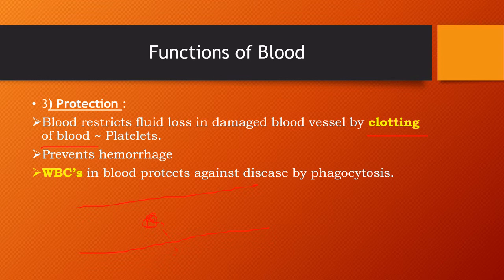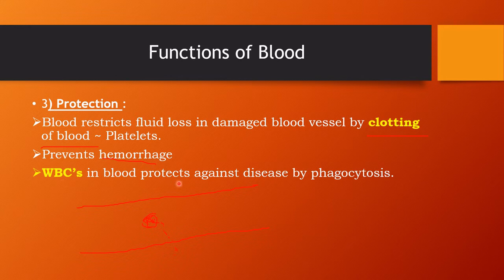So there are certain factors included in clotting. We'll see in upcoming videos about clotting, because it is a little big phenomenon. It includes fibrin, fibrinogen, thrombin, thromboplastin, etc. So with the help of platelets, clot will be there and blood loss will not be there, and it prevents hemorrhage. So what is hemorrhage? Hemorrhage is the excessive loss of blood from our body, or excessive loss of blood from blood vessel. So with the help of clotting, our body will prevent hemorrhage.